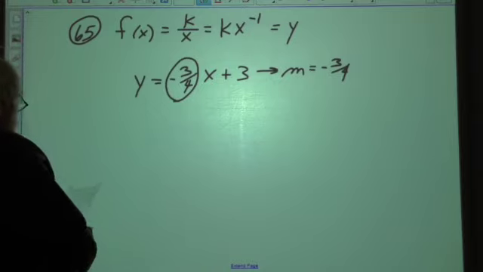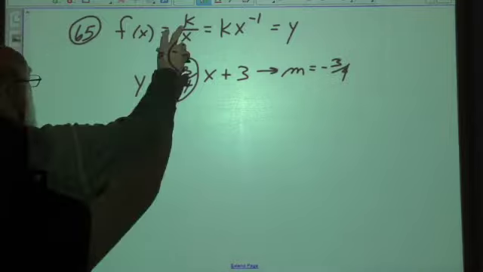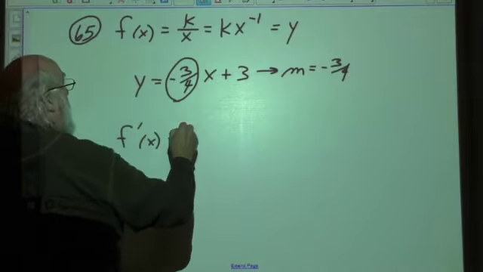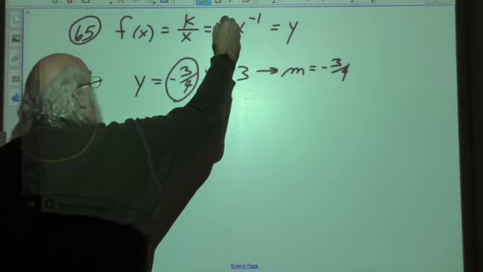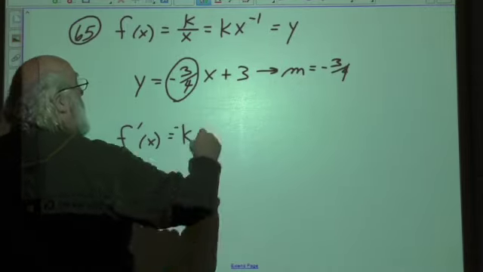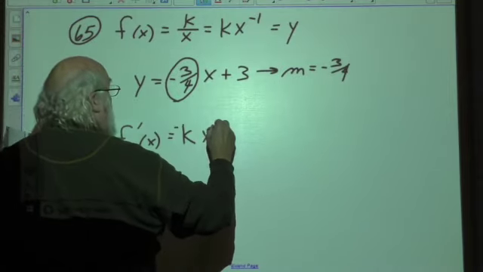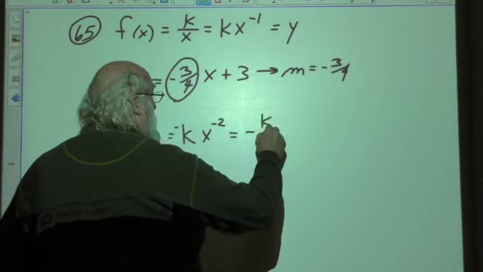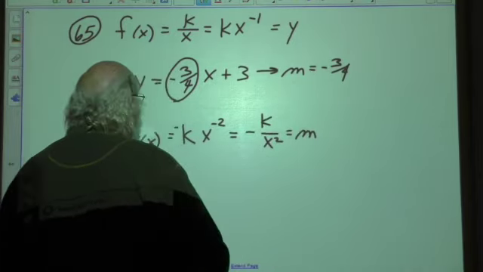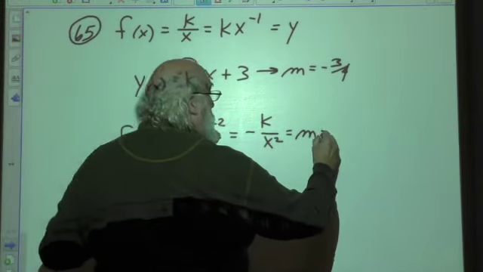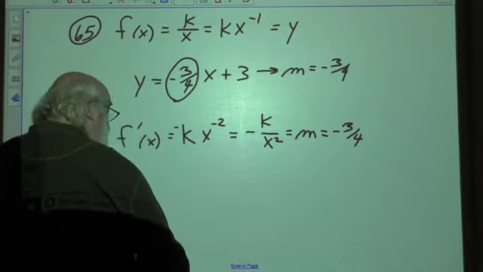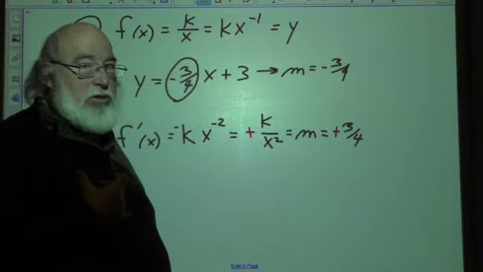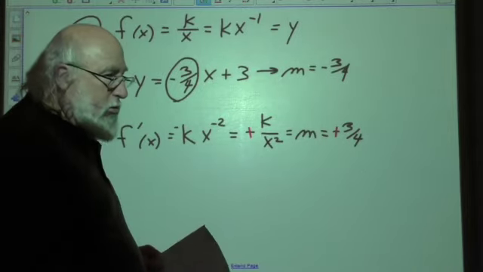Okay? So what I'm going to do next is find the derivative of this. K doesn't get affected. But take the -1 and multiply it by the k, negative, and then subtract 1 from the exponent to get -2. And so this becomes -k over x squared, and that is your slope, because that's what the derivative means, is slope. And that equals -3/4. And we're just going to do this right now, because they're both negative, we're going to change them into positive, so we don't keep possibly making the mistake that I'm so capable of, forgetting about negative signs, because I'm in such a hurry to get the problem done.